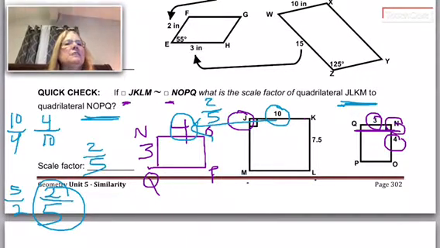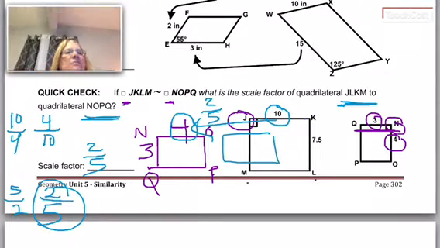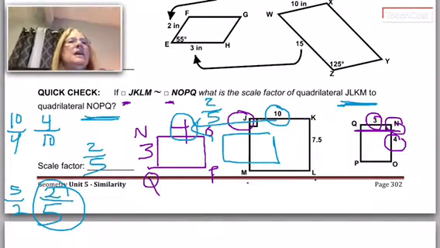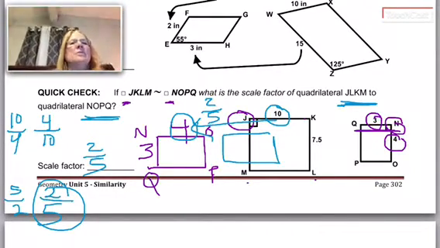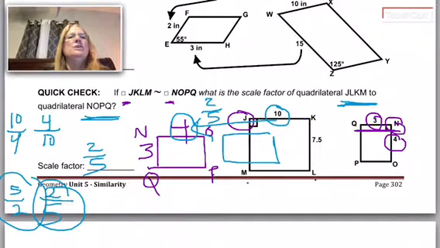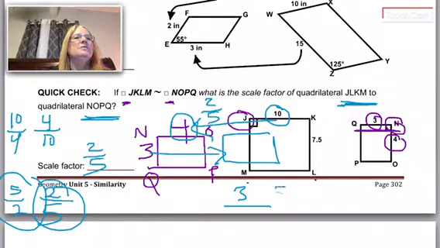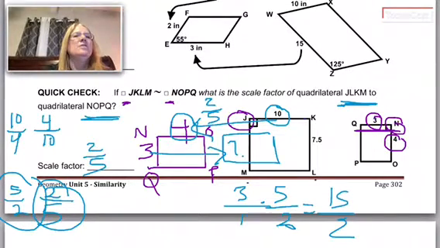Now, if they were going to ask me what is the measurement of this side right here, well, then I'm going to have to multiply by the bigger number, which would be 5 over 2. So 3 times 5 over 2 gives me the missing side here. 3 times 5 over 2 is 15 over 2, or 7.5.